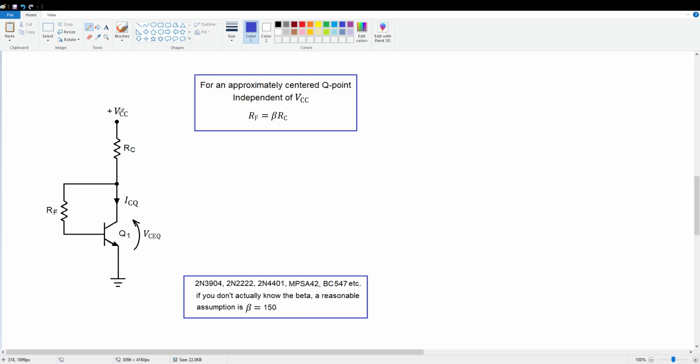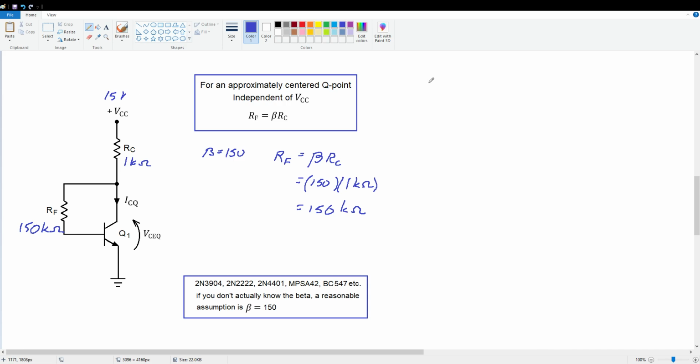Let's say we've got a 15 volt power supply, RC is 1K ohm, and beta is 150. So what RF should we use? Well, we'd set RF equal to beta times RC. So that's 150 times 1K ohm, which is 150K ohm. So we'll throw a 150K ohm resistor here, and that should give us a pretty centered Q point. Now, how do we determine that?